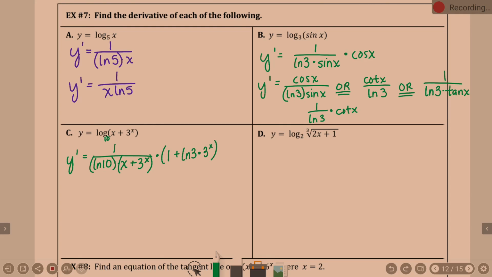Yep. Okay. Now, as you get better about this, Logan, I know you made a comment about how it's not in the denominator, it's just off to the side. Exactly. You could go ahead and automatically put it in the numerator. 1 plus natural log of 3 times 3 to the x over natural log of 10 times x plus 3 to the x. Something along those ways.